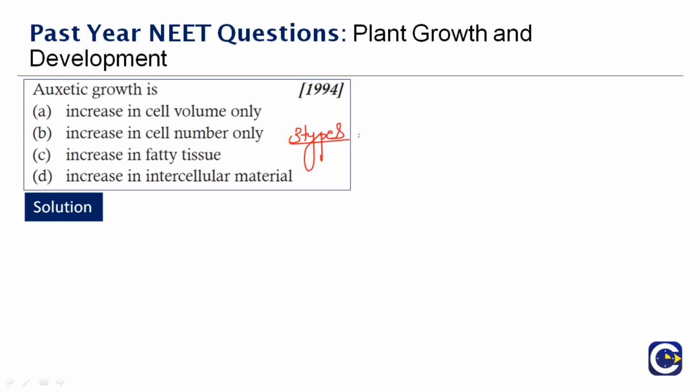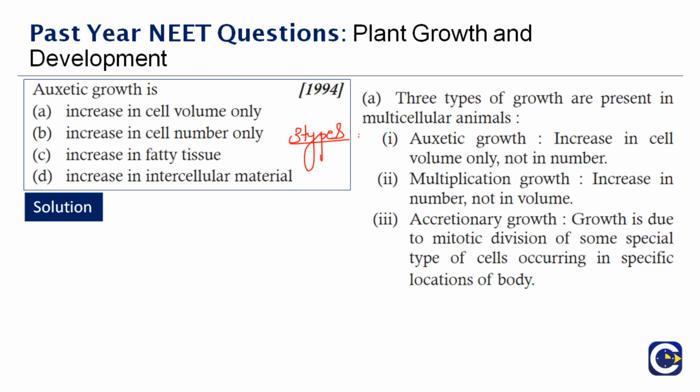While we talk about the last one, accretionary growth, the growth is due to the division of some special type of cells occurring in specific locations of the body. So it is specific growth. Therefore the correct answer is auxetic growth is an increase in cell volume only. So multicellular animals exhibit 3 types of growth: auxetic, multiplication and accretionary growth. Auxetic growth is an increase in cell volume only and not in number. Therefore the correct answer is option A.